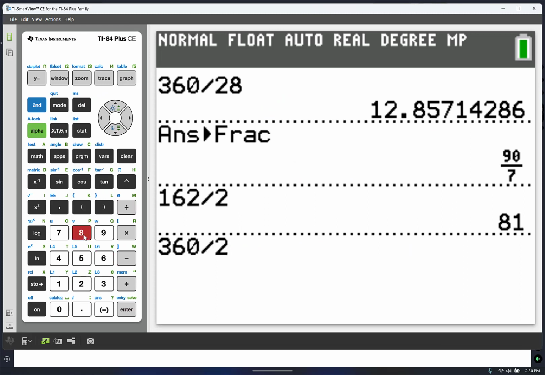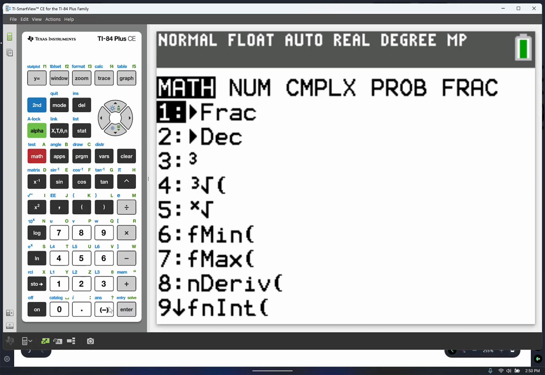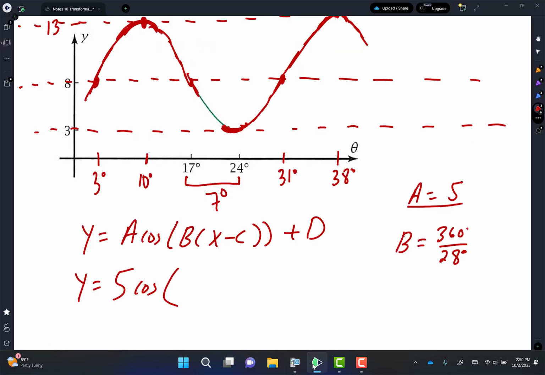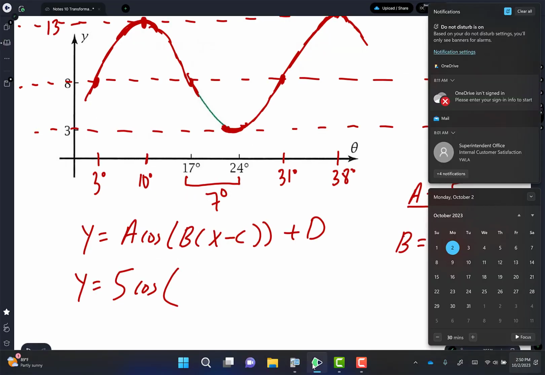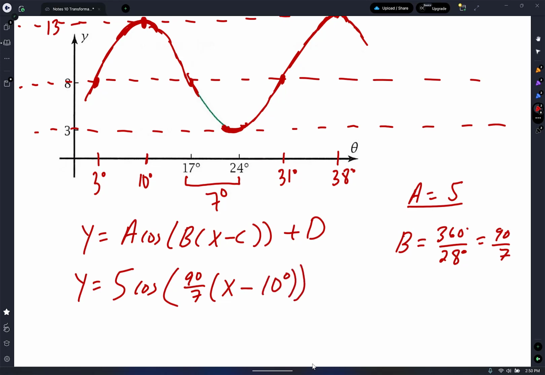You're going to get a decimal. It's going to go forever. As soon as you see that decimal go forever, turn it into a fraction. Math, fraction, enter. 90 over 7. So there's my B, 90 over 7. So 90 over 7, open parenthesis, x minus, what's the first peak you see left to right? 10. Put a 10, put a degree symbol because it's a degree. Close it twice. What's my midline? Plus 8.